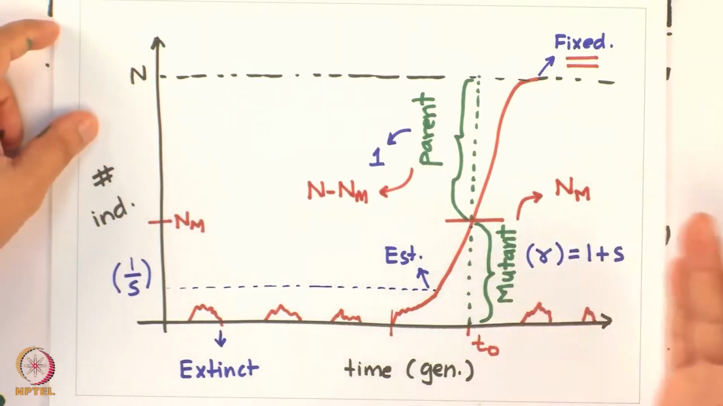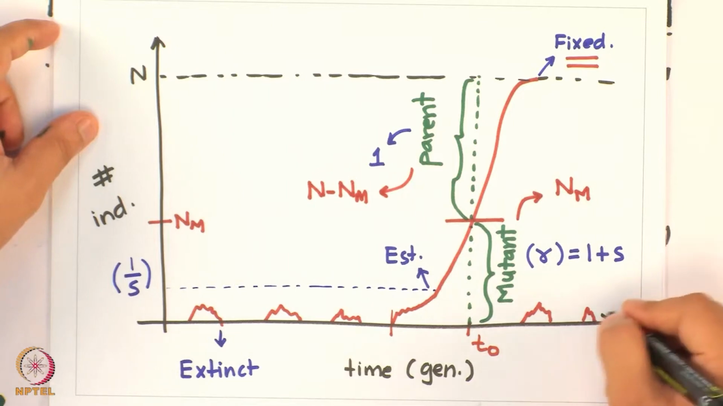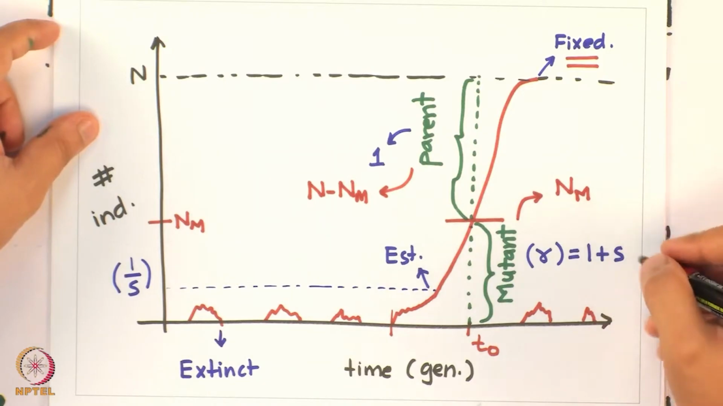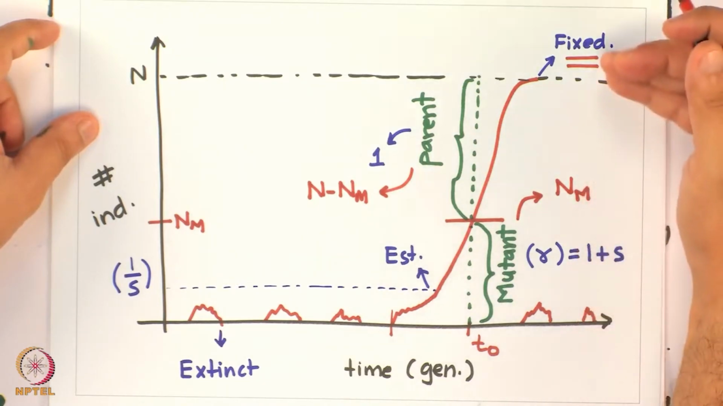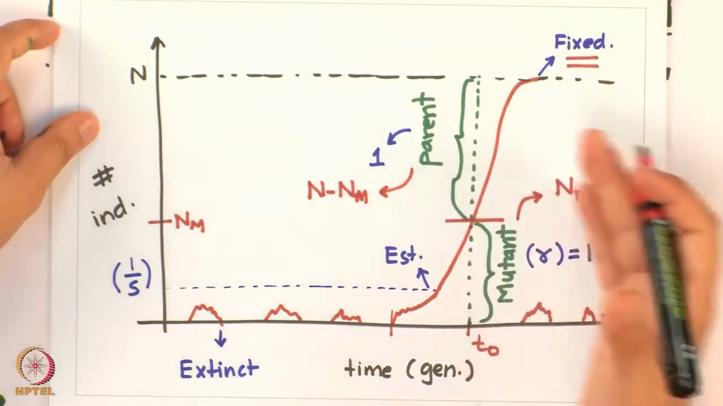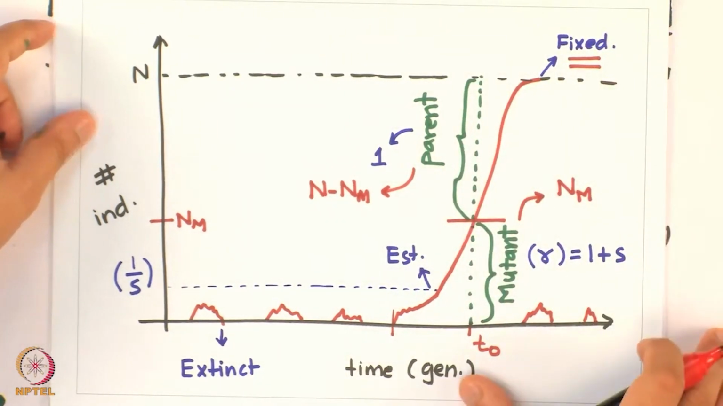Of course, as we progress further in time, eventually another mutation will happen and become established in the population, its numbers will grow, and it will become fixed as well. That keeps on happening as I keep moving forward in time in this representation.